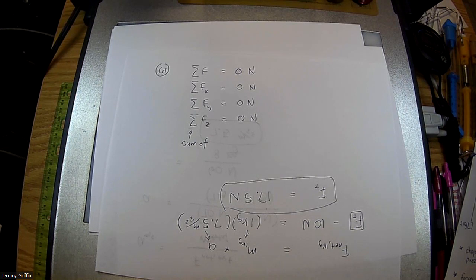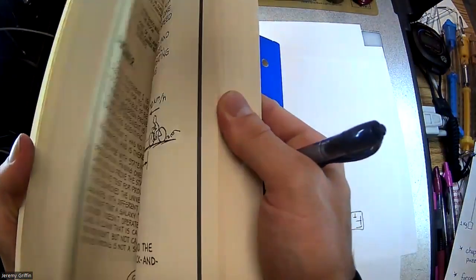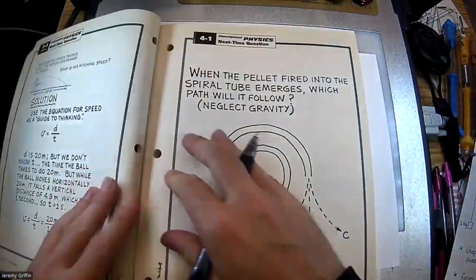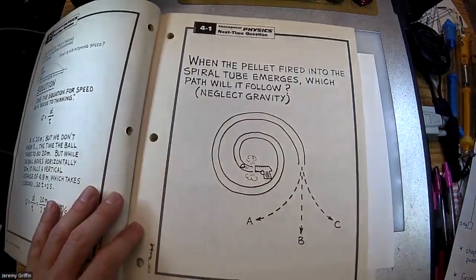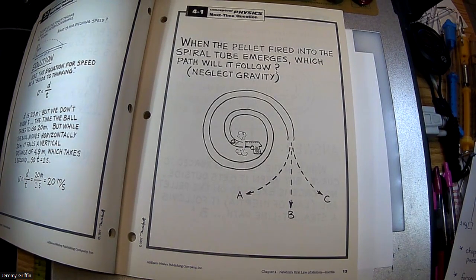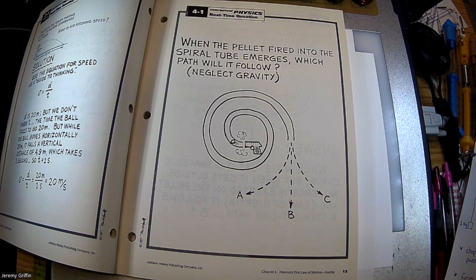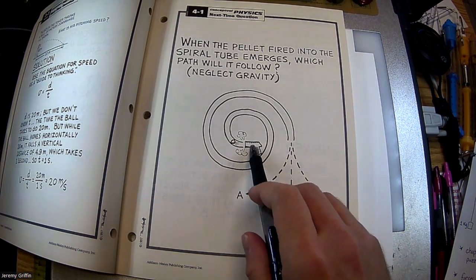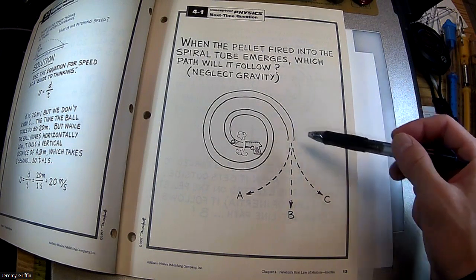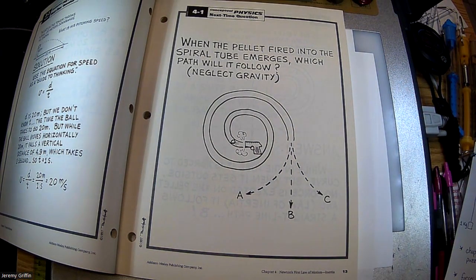Let's do some of these next time questions. Aha, here we go. Go ahead and keep in your notes, just keep track of what answer choices you would make, so you can look back and see, oh yeah, I'm getting a lot of these right, or at least have some idea. So let's say we're firing this pellet into the spiral tube. When that pellet emerges from the spiral tube, which direction is it going to follow? A, B, or C?